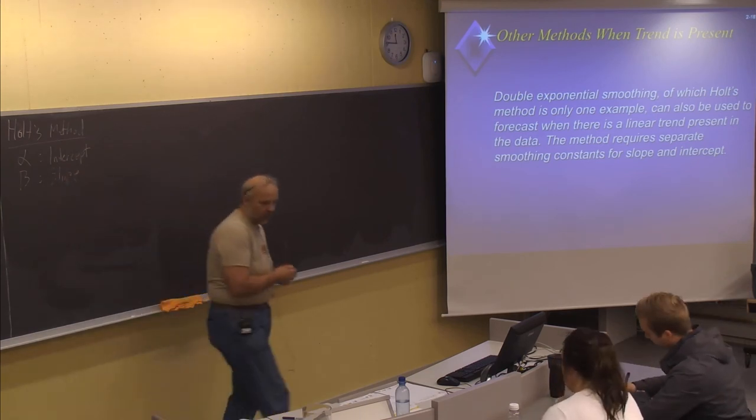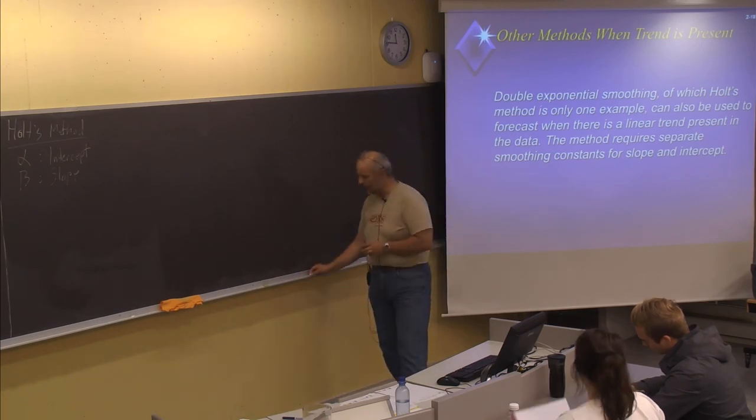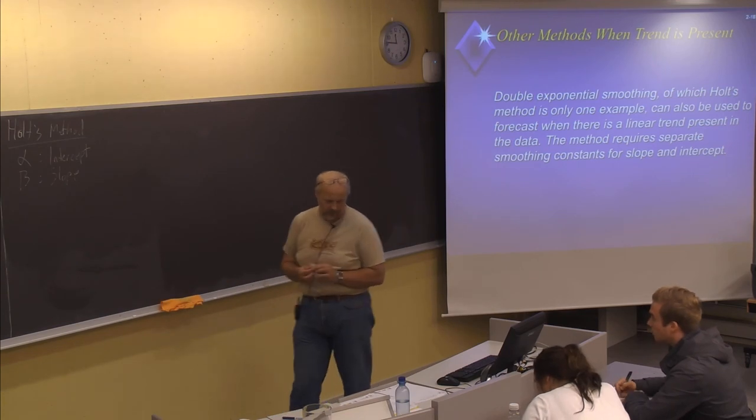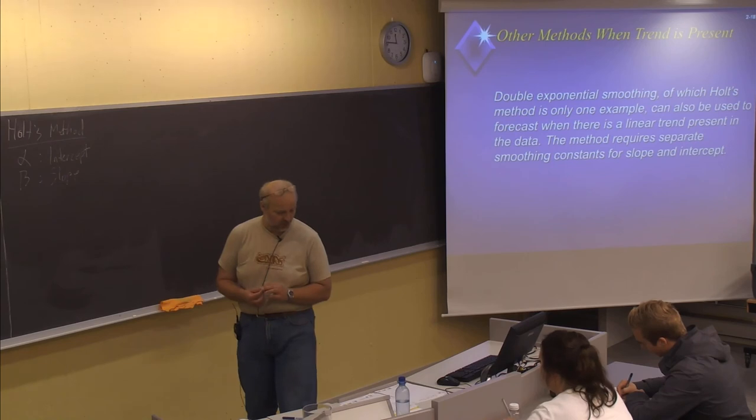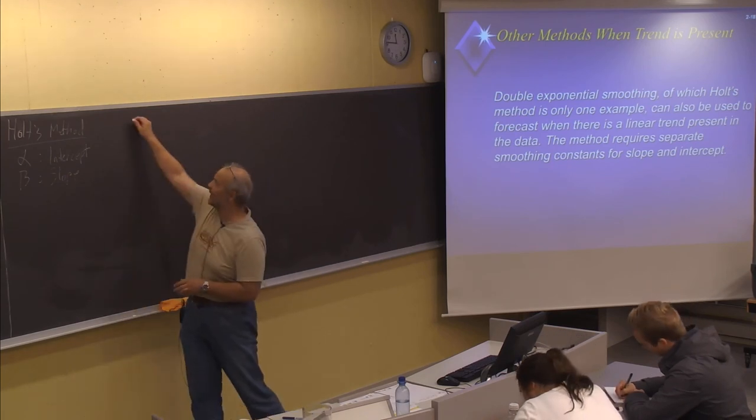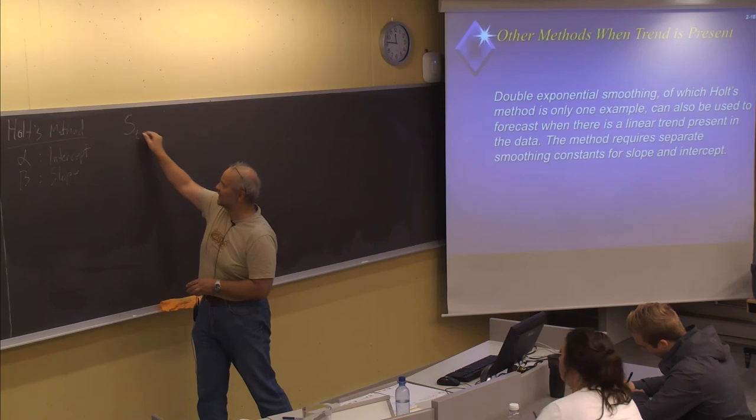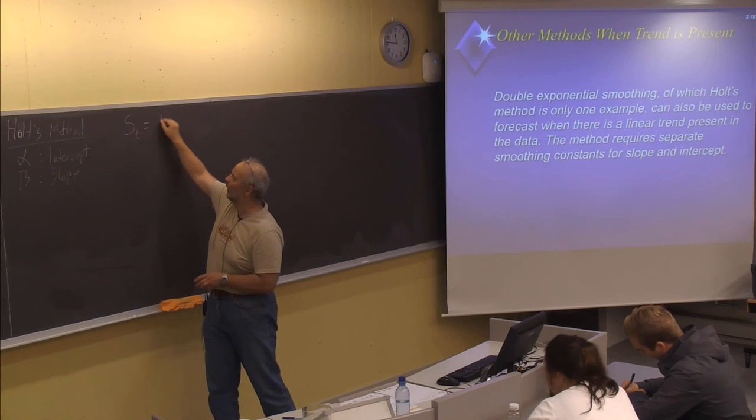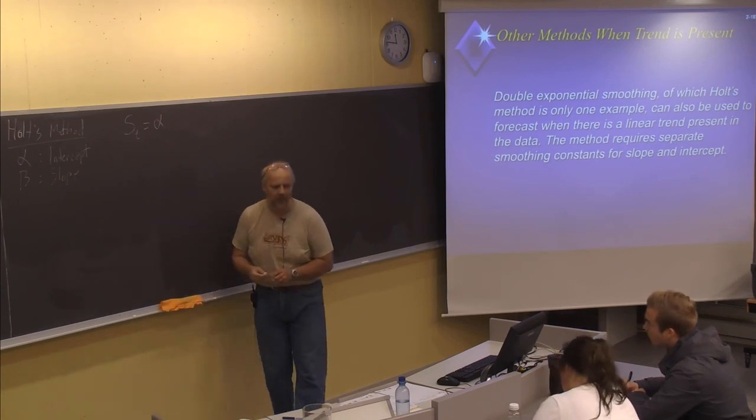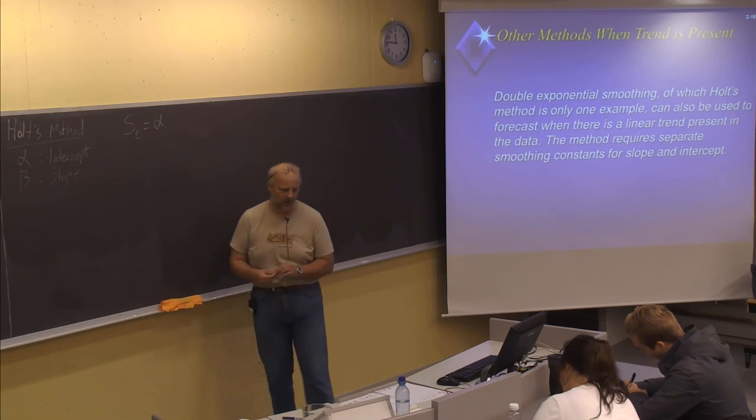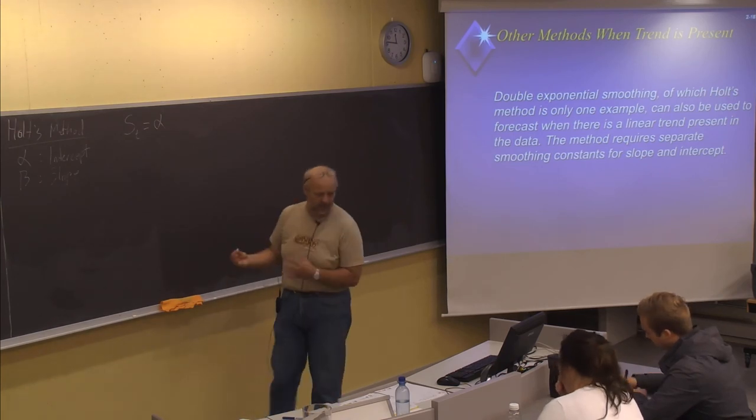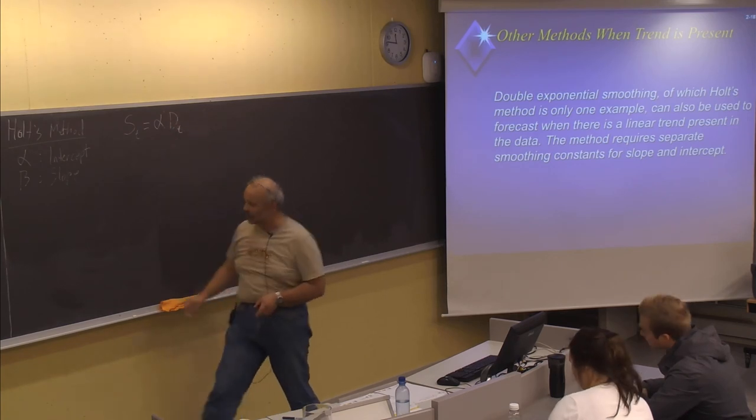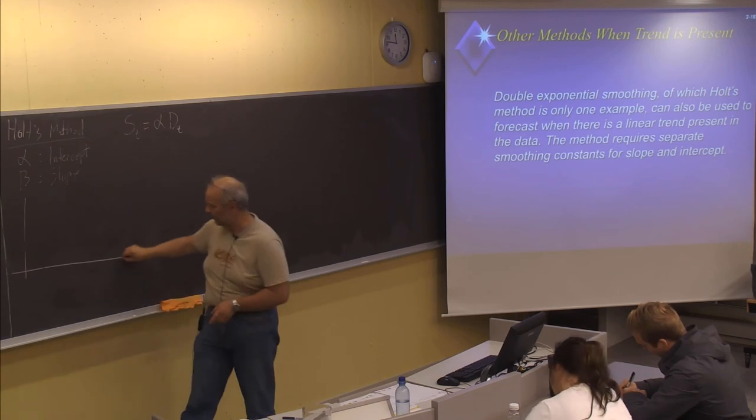And then we have a formula for the value of the intercept of the line, which we can describe as the S. So the S of T will now be equal to the alpha value multiplied by the previous demand. Not the previous demand, the same demand, D of T. Because what we now have is a graph looking like this.